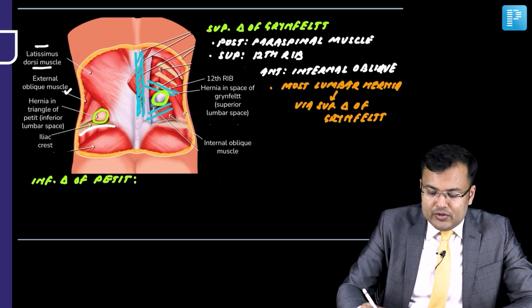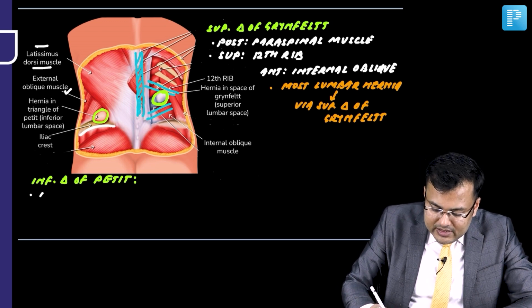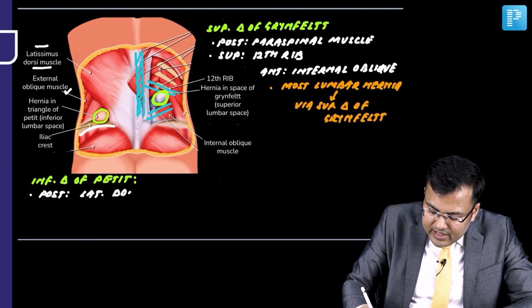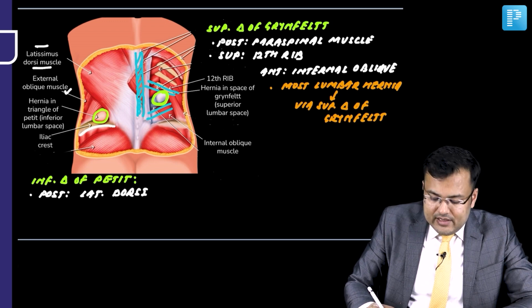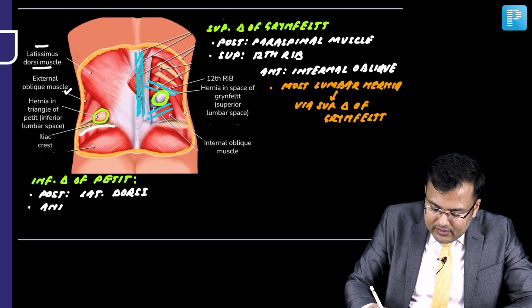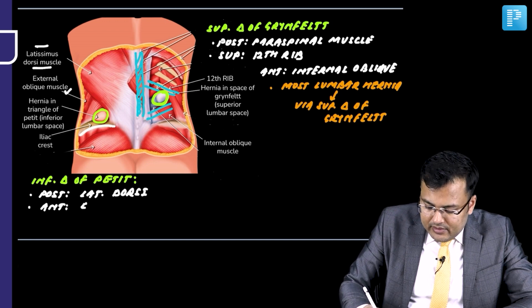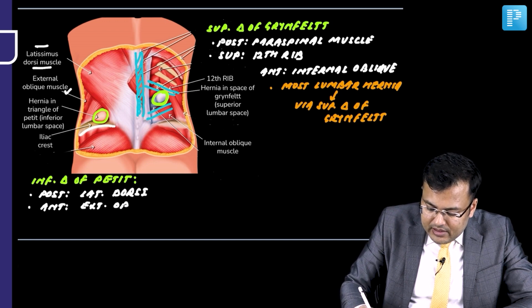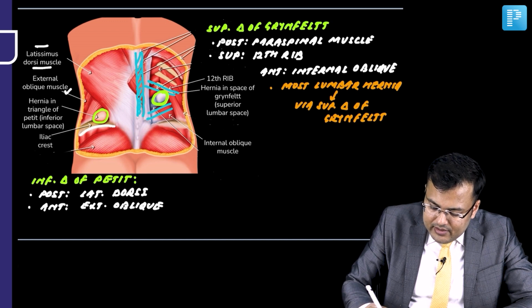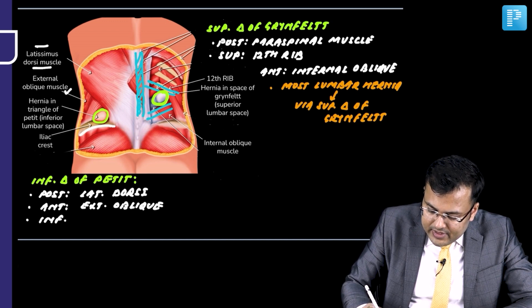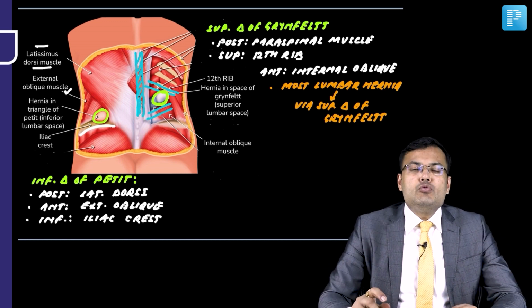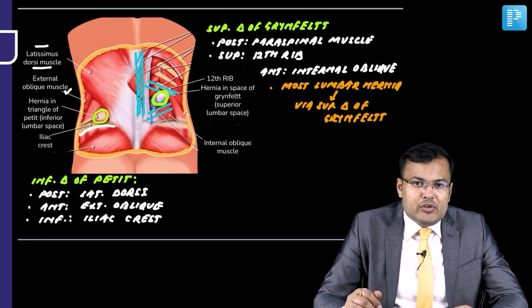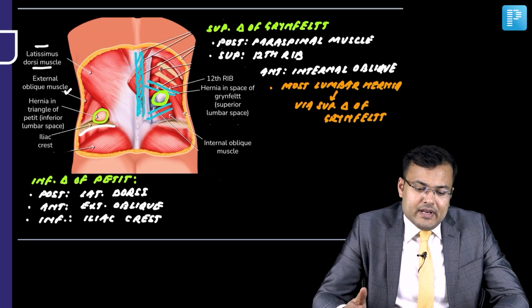Posteriorly, a large muscle is there, latissimus dorsi. Anteriorly, there is the external oblique. And inferiorly, there is the iliac crest. Got it? In exams, most of the questions revolve around these two triangles. They mainly ask the boundaries of the superior triangle of Grynfeltt and the inferior triangle of Petit.